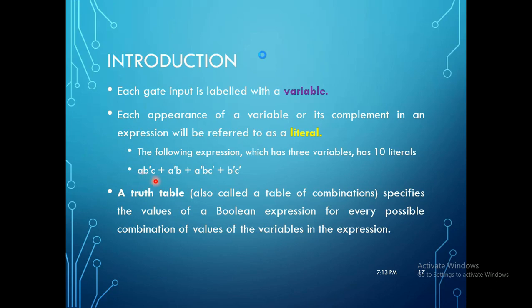Now, what is a truth table? A truth table specifies the values of the Boolean expression for every possible combination of values of the variables in the expression. Already we have seen truth tables for different gates: AND gate, OR gate, NAND gate, NOR gate, XOR gate, XNOR gate. For all the gates we have seen the truth table.